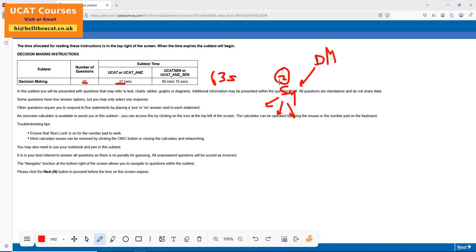So decision-making involves syllogism, recognizing assumptions, probability, logical reasoning, and I believe I'm missing Venn diagrams. How can we forget that? So these are the different sections they will be throwing questions at you. Within syllogism there are multiple types, within recognizing assumption there are also multiple types, and within probability there are 3 types.